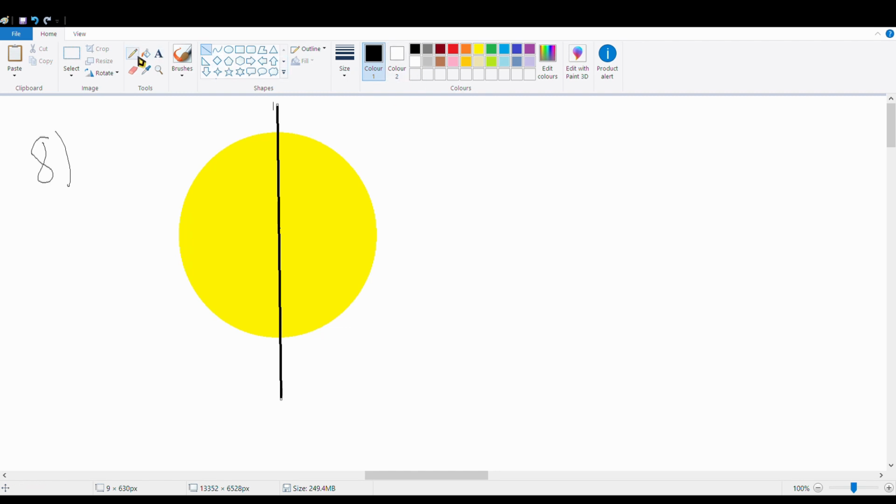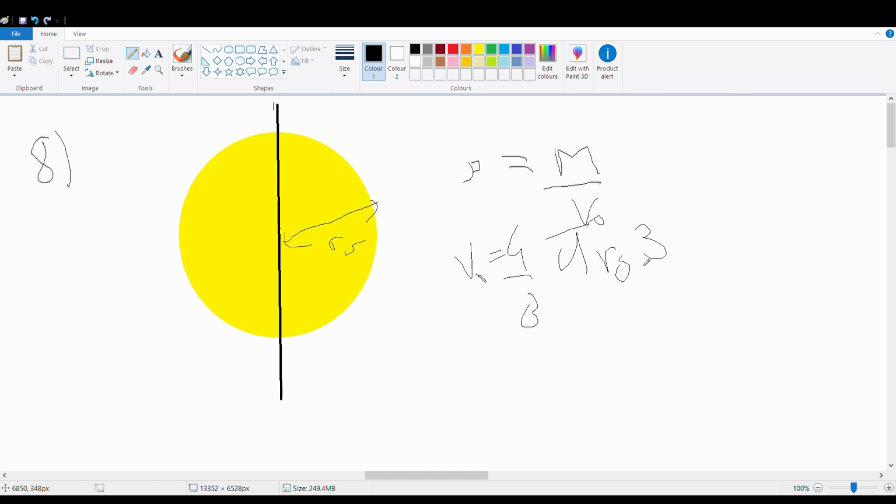So again, the trick for the solid sphere is to consider it as many shells, or hollow spheres, on top of each other. What we're going to do is define rho as m by v. Now v naught, in the case of the solid sphere, is 4 by 3 pi r naught cube.